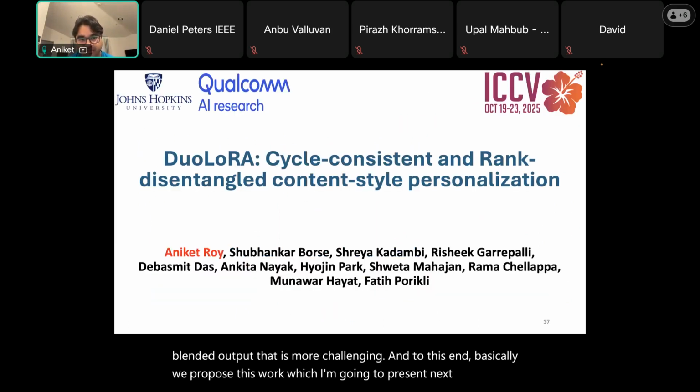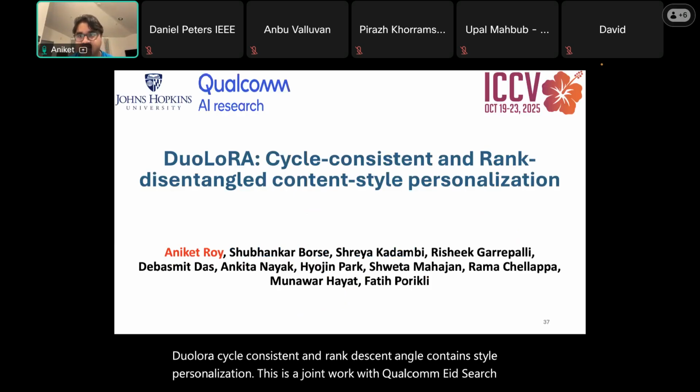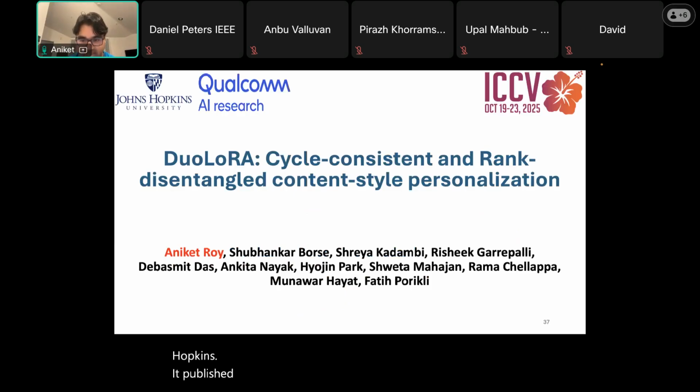It's called DuoLoRA: cycle-consistent and rank-disentangled content-style personalization. This is a joint work with Qualcomm AI Research and Hopkins, and it was published at ICCV last year.